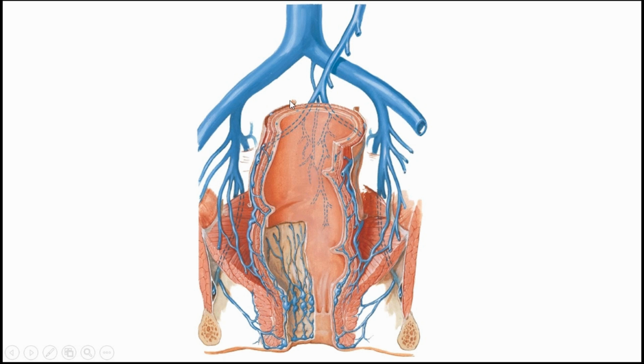And the main thing to appreciate once again is that if we have portal hypertension or blood building up, backing up within the portal system, it's going to back up into the superior rectal vein, cause all of these to balloon out, and possibly enlarge these internal hemorrhoids to the point where they can actually become pendulous and dangle from the rectum.